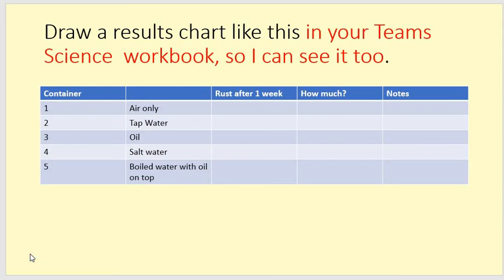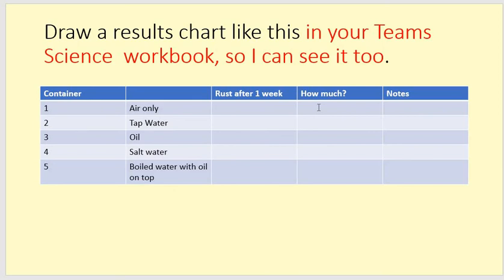So you're numbering your containers, that's exactly the same as it was on the previous slide. What is inside them is the same as on the previous slide. I've made sure it matches. The third column here says rust after 1 week. If you run a bit short of time, you can do it in 5 days. You can't do it a lot faster than that.